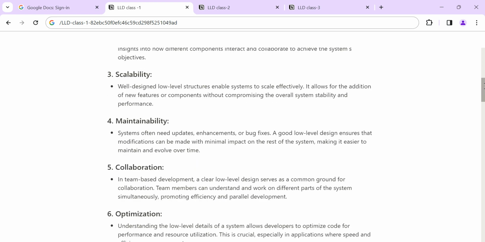Next, we have collaboration. So it's like team-based development. A clear low-level design serves as a common ground for collaboration, and team members can understand and work on different parts of the system simultaneously, promoting efficiency and parallel development. It is very difficult for a single person to work on any application or software. Anything built right now is built because of the team. Someone is working on the backend, someone on the UI, someone on the database part, someone on testing. So it is a team which we are using for creating the application.